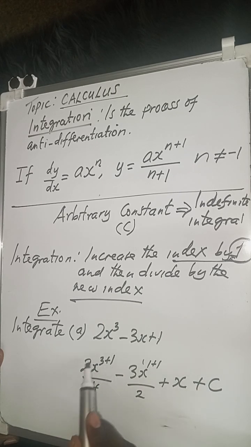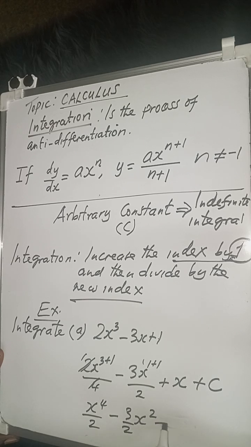So if you look at this, 1, 2 there, 1, 2 there, 2, so it will be x to the power 4 over 2 minus 3 over 2 x to the power 2 plus x plus c. So this c is what we simply call the arbitrary constant.